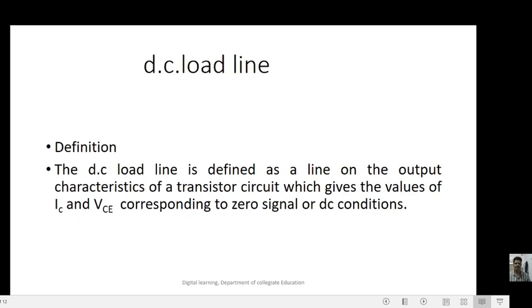DC load line definition. The DC load line is defined as a line on the output characteristics of a transistor circuit which gives the values of IC and VCE corresponding to zero signal or DC conditions.